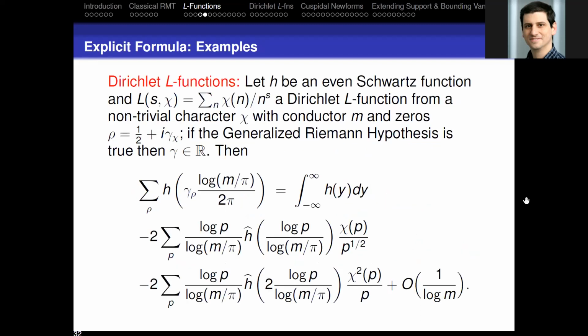You could also do this for Dirichlet L-functions, where chi(n) is a character, and you get the following formula. If you look, I've expanded things out, so we have sums over primes, prime squares, and all the prime cubes and higher terms. They turn out to give you a lower order term, so we can just throw them away. It's just going to give you a 1 over log m.